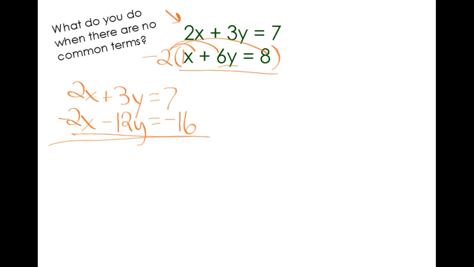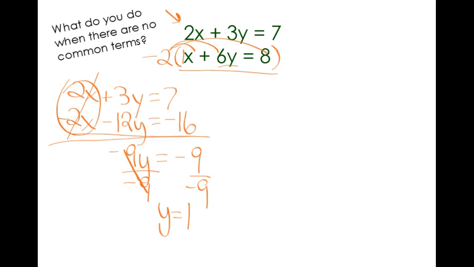All right, now I can add. Austin, what's going to happen right here? They're going to cancel. That's what we want. When we add opposites, they go away. They become 0. Negative 12 and 3. The 3 is going to be taken away from the 12, so it's going to be negative 9y. And then negative 16 and 7, negative 9. This works out so nicely. Divide by negative 9. Y is 1. All right, so we have our y.